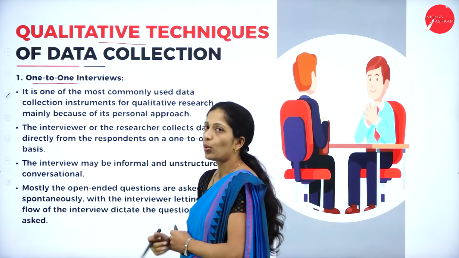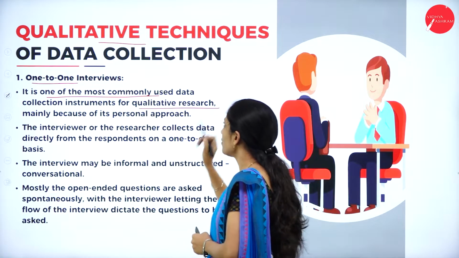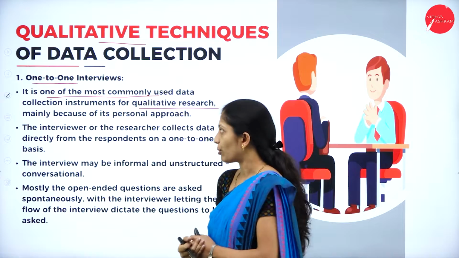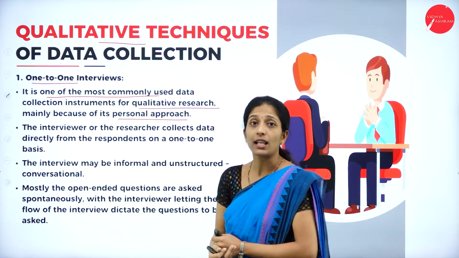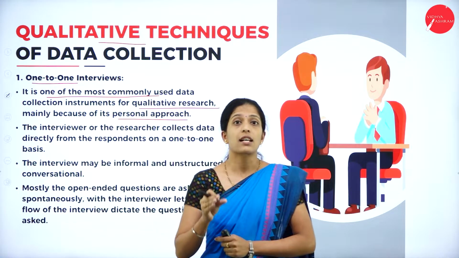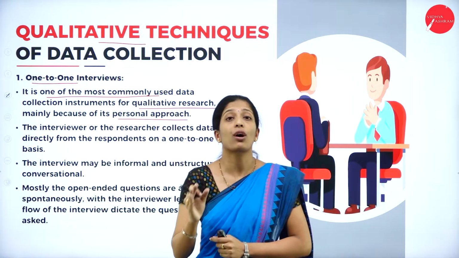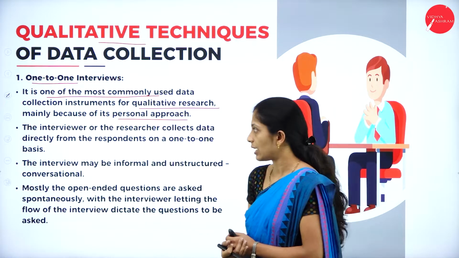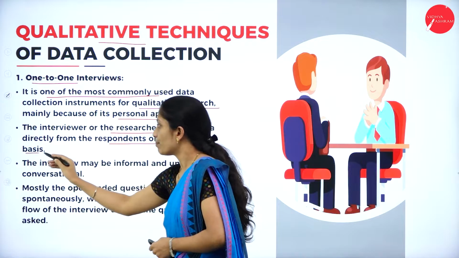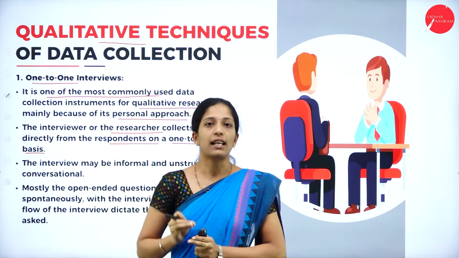So, under that I have told you it is a one-to-one interview. Let us see what this is. It is one of the most commonly used data collection instruments for qualitative research, that is, in order to collect the data or information, mainly because of its personal approach. Now, why are they going to use this method? It's mainly because of the personal approach between the researcher as well as the respondent. Here, the researcher is going to collect the data from the respondent personally. So, it is one of the most influential and most commonly used methods to collect qualitative data. The interviewer or the researcher collects data directly from the respondents on a one-to-one basis. That is, he is going to personally meet the respondent, personally interview and speak to the respondent and collect the information.